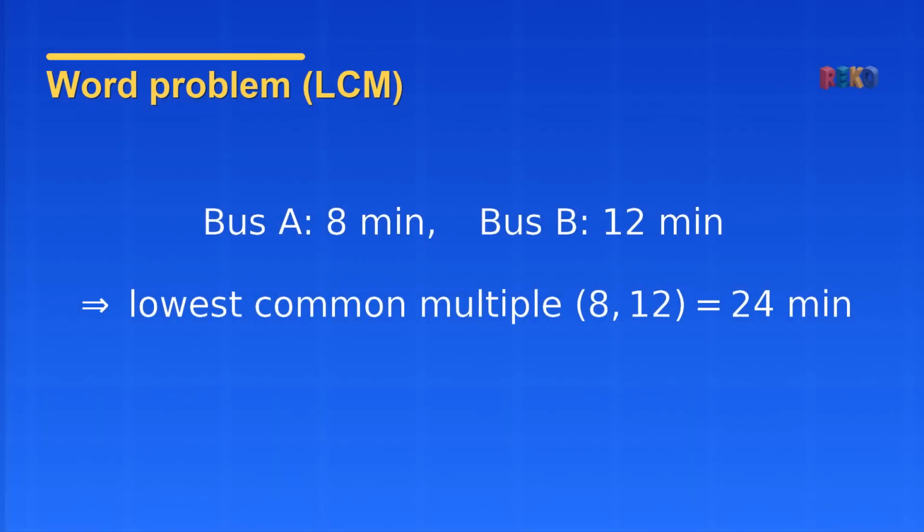Bus A arrives every 8 minutes, and Bus B arrives every 12 minutes. We want to know when both buses will arrive together again. The lowest common multiple of 8 and 12 is 24. So, every 24 minutes, both buses reach the stop at the same time.